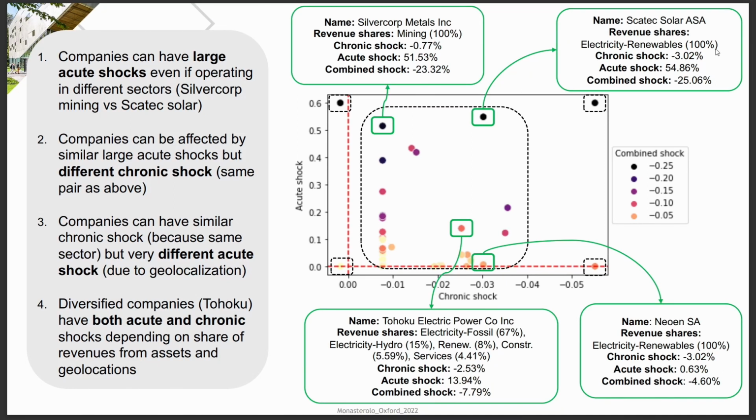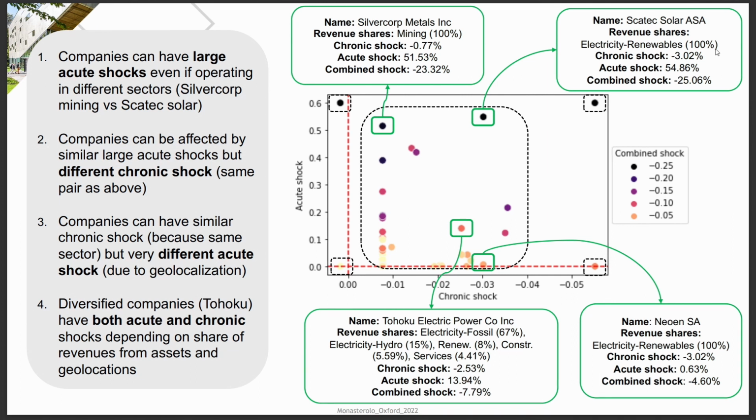Here we can name some of these companies to see the differences. First, companies that have large acute shocks, so please see the top dot in the higher part of the figure, which is Silvercorp Metals, whose revenue is 100% from mining. Acute shocks could be large, even if companies operate in different sectors. Indeed, we can see silver mining, but also on the top right, we have another company, which is Scatec Solar, which has plants for renewable electricity, so solar panels.